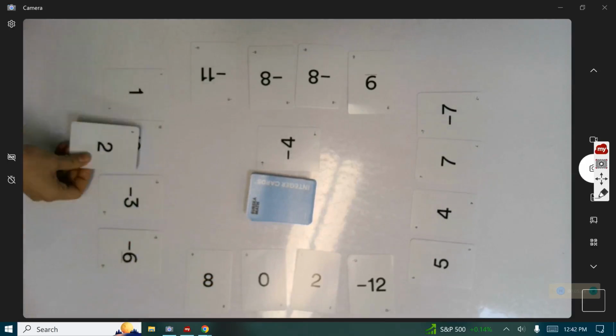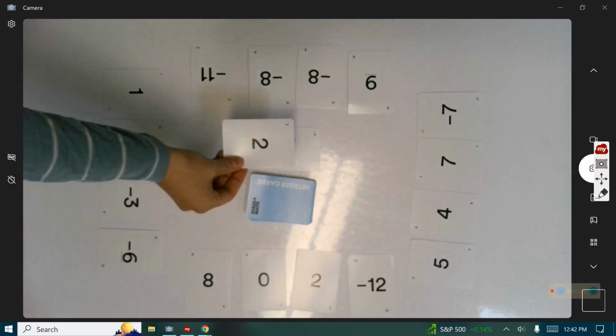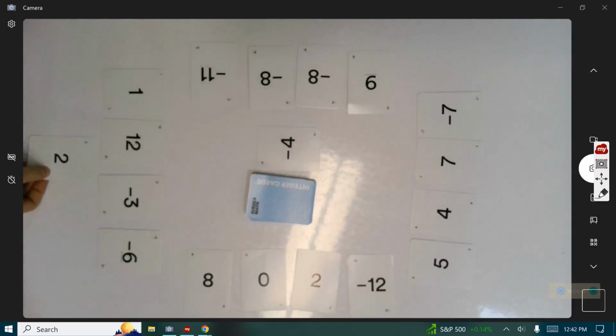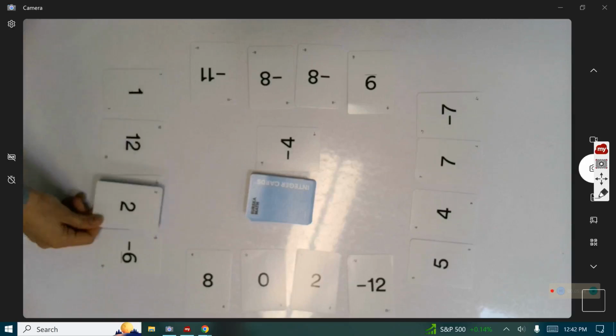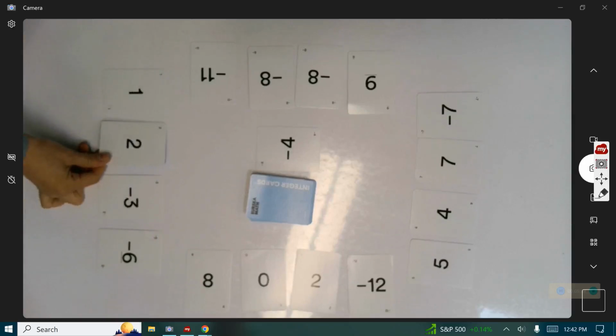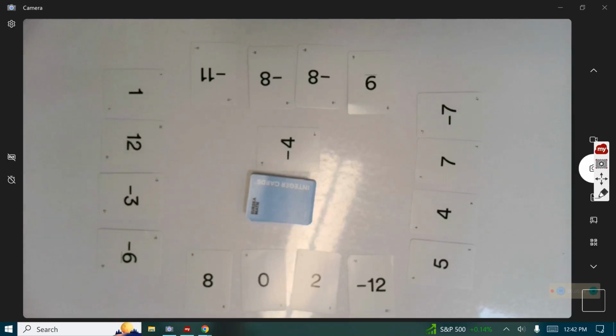You can swap out any of these cards with a 2, or if you don't want the 2, you can discard it. If we swap out the 1 with a 2, that puts us higher, so we don't want to do that. If we swap out the 12, that would put us at 3 minus 3 is 0, and then we'd have negative 6, but right now we're only 4 away from 0, and that would be 6 away from 0.